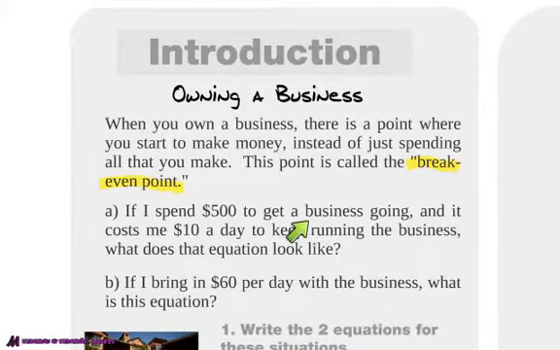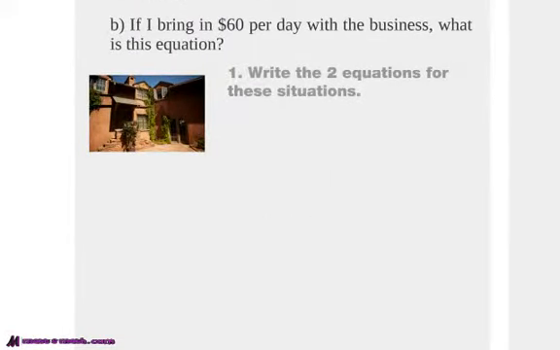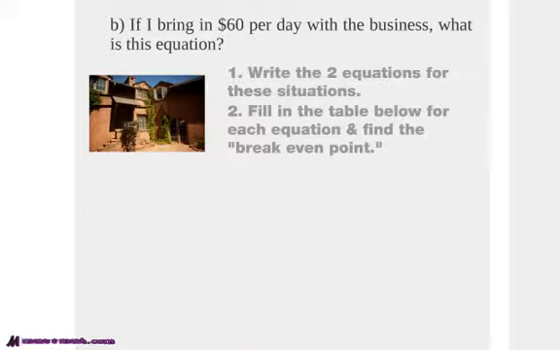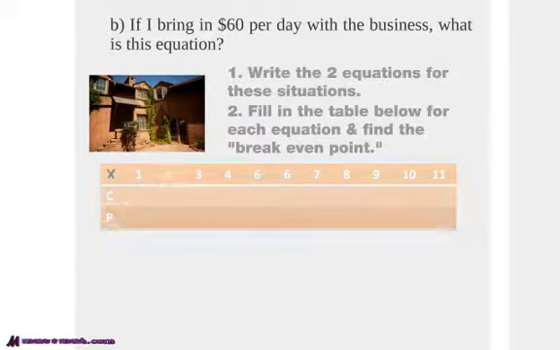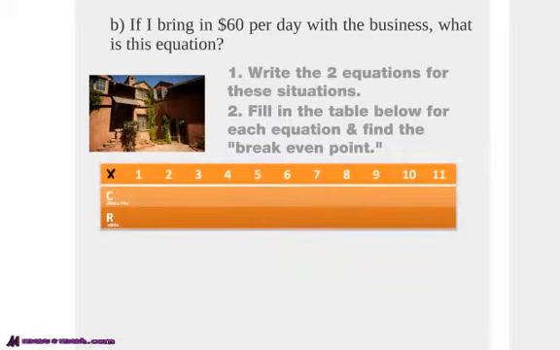We're comparing days here and days here. Remember, the units have got to be the same if you want to compare them right. So we're going to write two equations with these situations, fill in the table below for each, and find that break-even point. Our equation for cost is we spend $500 and then it's $10 per day, C = 500 + 10x. Whereas the revenue that we're bringing in, the R, is 60 times the day, R = 60x.